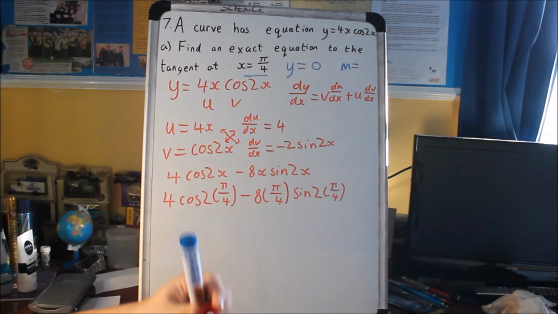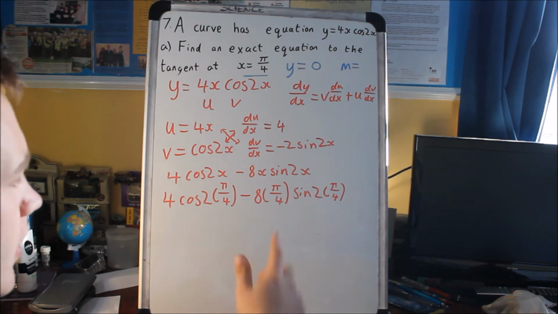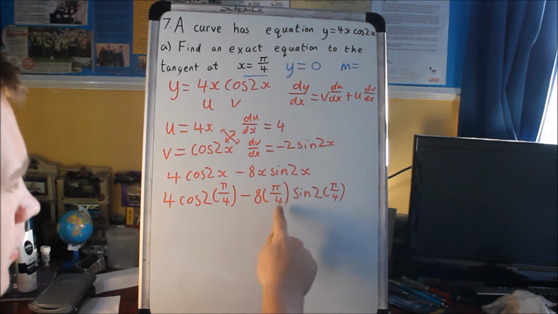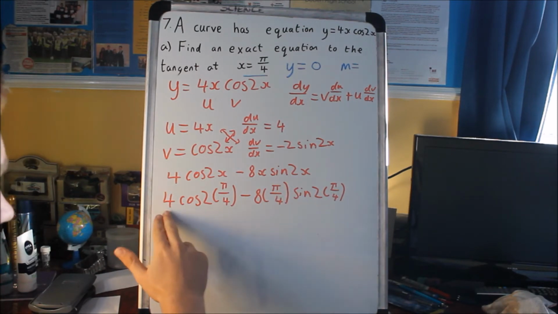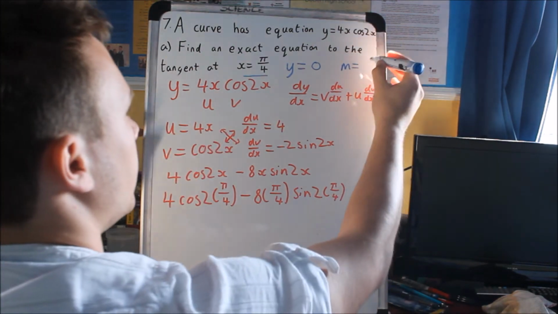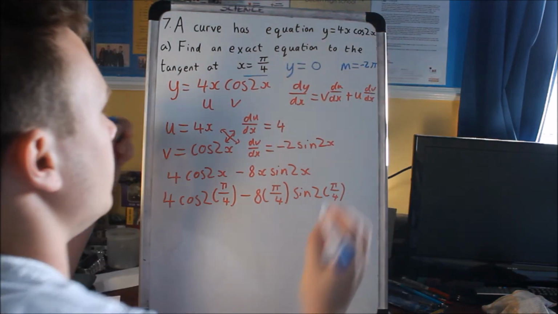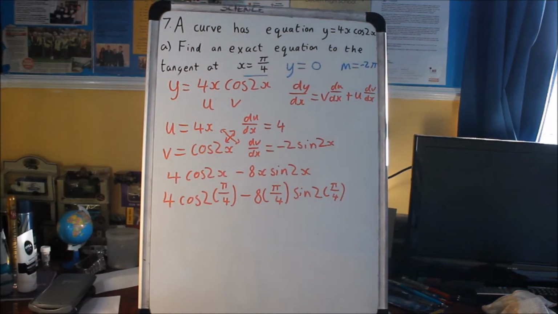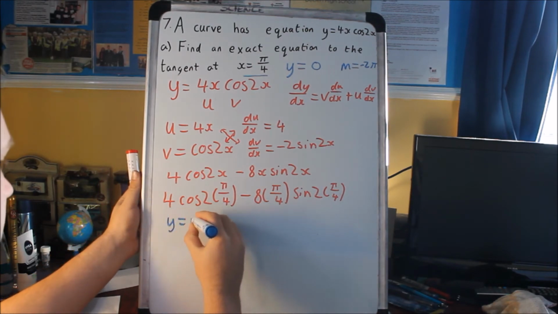Now sine of 2 lots of pi over 4, or sine pi over 2, is just 1. So it's going to be 1 times 8 pi over 4, which is the same as 2 pi, so it's just going to be minus 2 pi. And you can type that expression into your calculator and you will also get minus 2 pi. So that's our m value up here, minus 2 pi. So now we have y, m and x, we can work out c with our form y equals mx plus c.